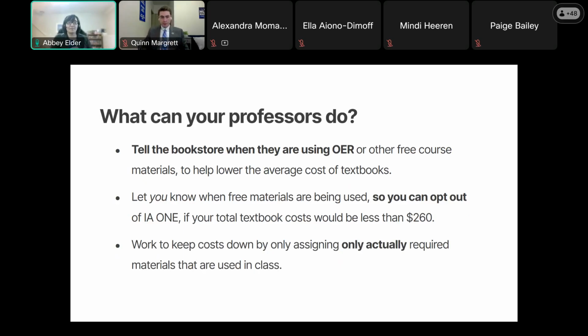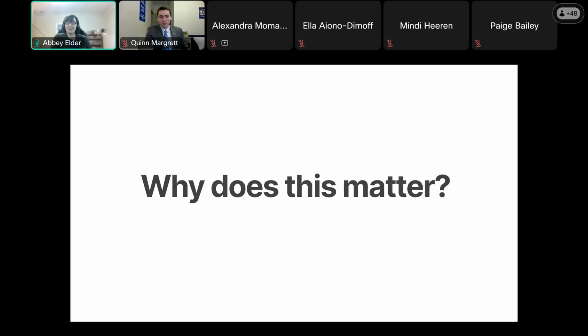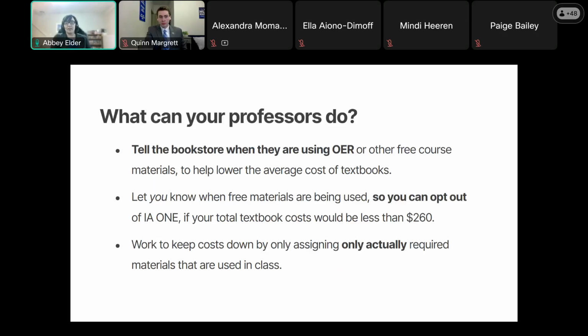So what can your professors do? Well, they can tell the bookstore when they're using OER or other free materials, so they can factor that into the average cost of course materials at Iowa State and make sure that's being leveraged when they're accounting for how much they're charging people. They can let you know when they're using free materials, so you can factor that into how much you're paying for the content you're getting in your courses. And they can work to keep costs down by only assigning actually required materials that are used in class. Because if they're listing more things as required, that's going to make the overarching price go up.